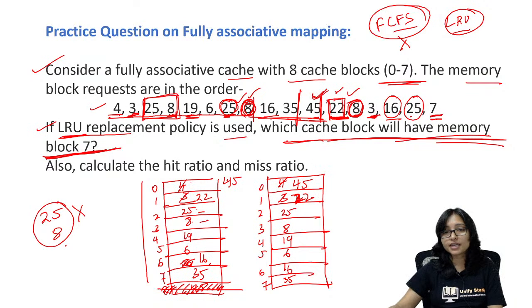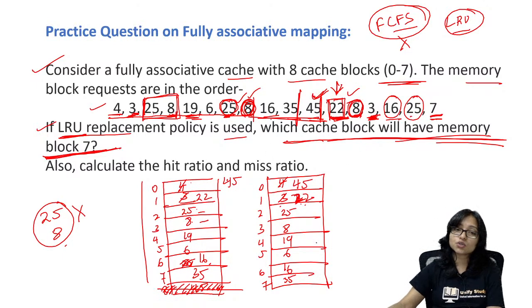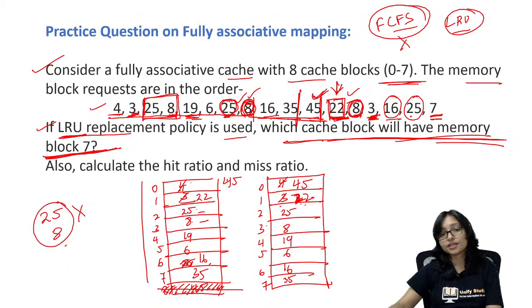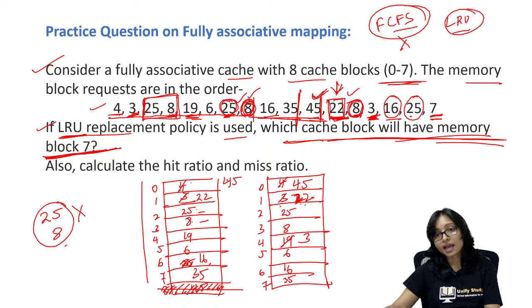Now see. Now clear. 3 was replaced by 22. That's why now 8 was the hit. After that again when 3 came, again who will be replaced? 3. Now this 3 will be replaced with 19. So that's why here the 19 was replaced by 3. Right? And finally 16, 25 was the hit.